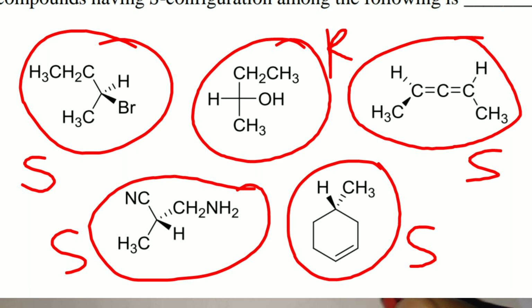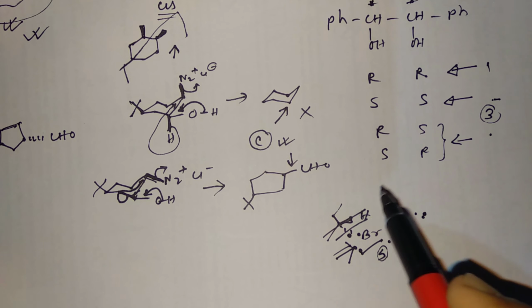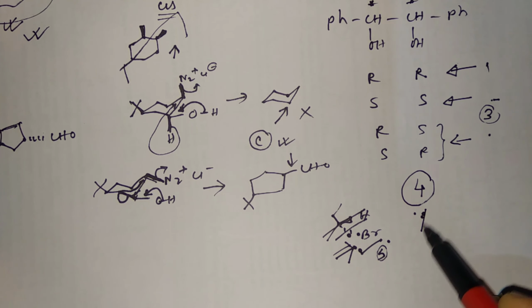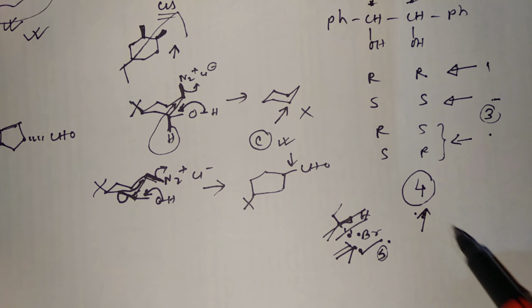The second will be R. The third, the allene system, will be S. The fourth will be S. The fifth will be S. So except the second one, all of the systems will have the S configuration. So there are a total of 5 systems, and except one, there are 4 systems which have the S configuration. That is why 4 is the correct answer, right?